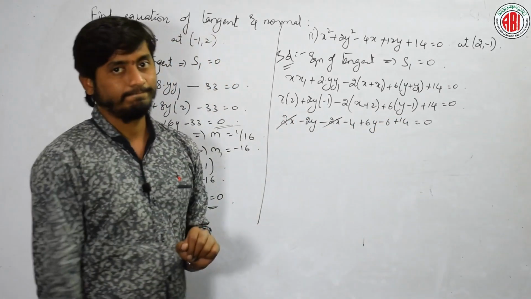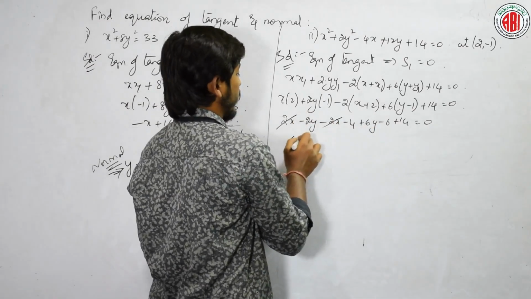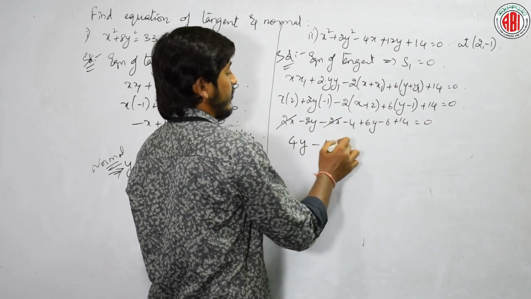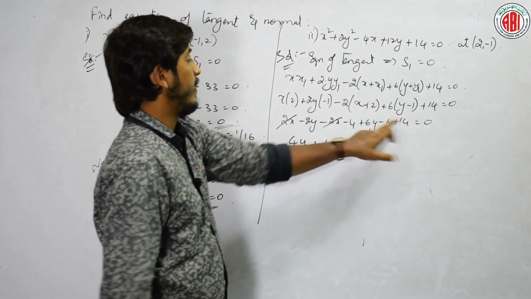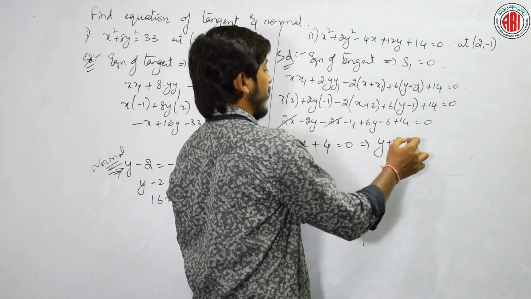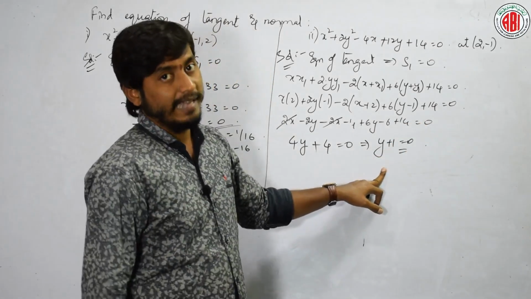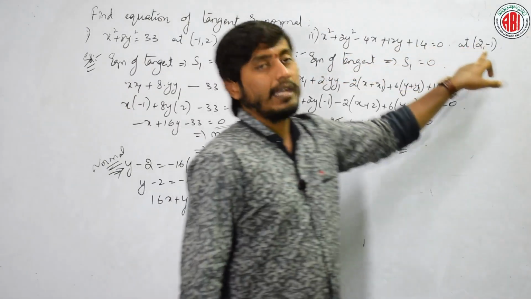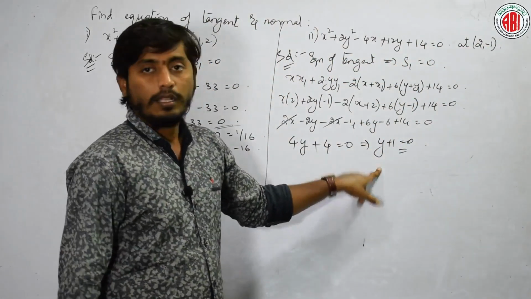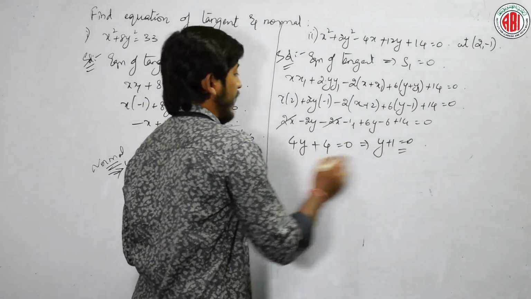2x gone. Okay. So, what is left? 6 minus 2 is 4y. Here 14 minus 10 is 4. Fine. So, if I take 4 common, I will get y plus 1 equal to 0. This is our equation. Is it okay? This is the equation of tangent of this ellipse at this point. Obviously, what is the equation of normal now? Equation of normal will be here.